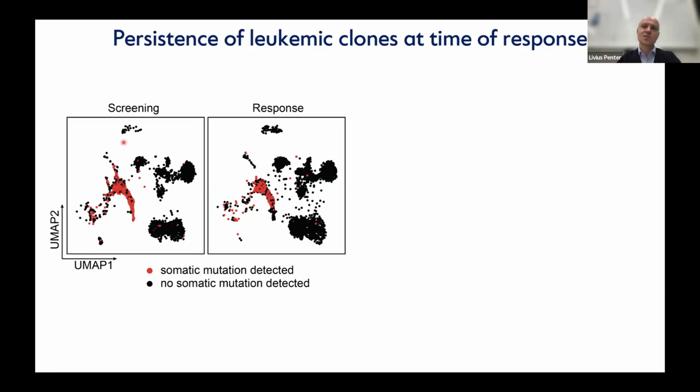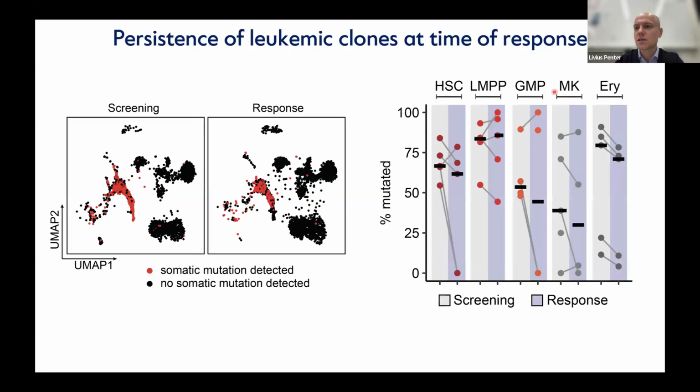And you will probably see very quickly that there is not a lot of change there. So if we do this in a more statistical way, you can actually see that the mutation burden across 5 different cell compartments are actually very similar. So this is further evidence that the treatment on this clinical trial basically reduced disease burden, but didn't really clear leukemic cells from the progenitor compartment.